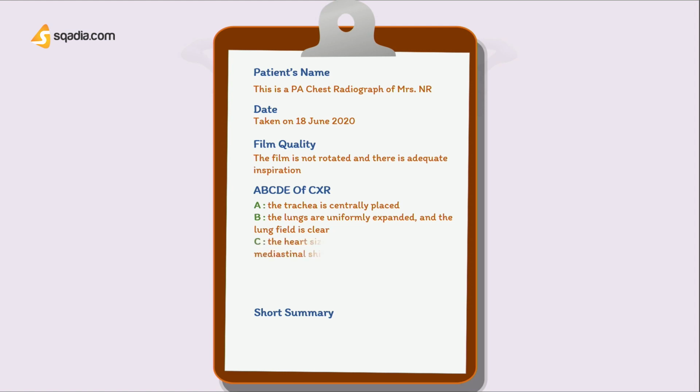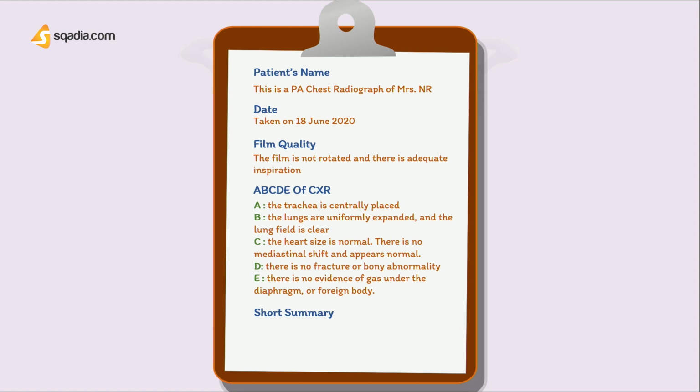In circulation, the heart size is normal. There is no mediastinal shift. The mediastinal contours and hila appear normal. In disability, there is no fracture or bony abnormality. And in E, there is no evidence of air under the diaphragm, surgical emphysema, or any foreign body. So in summary, this is a normal chest radiograph.